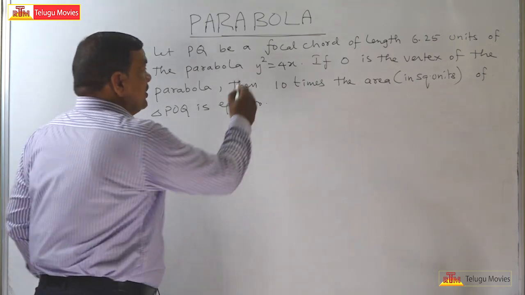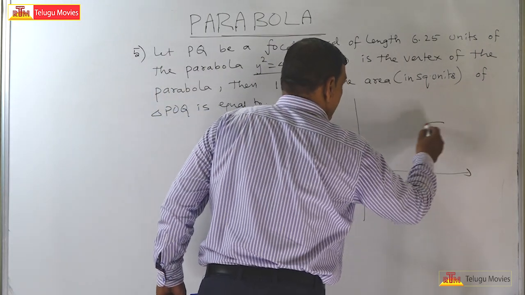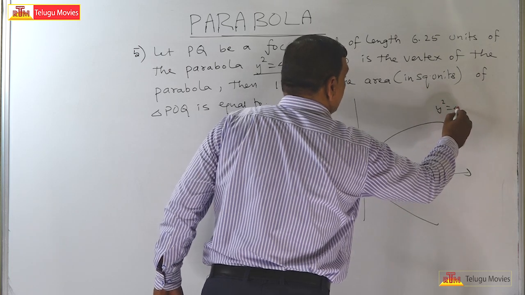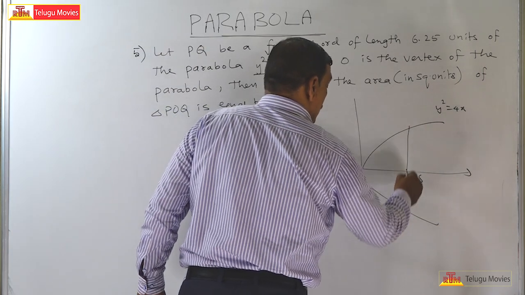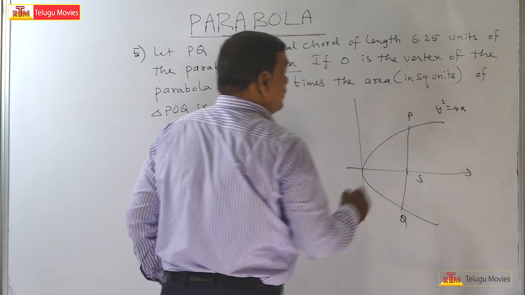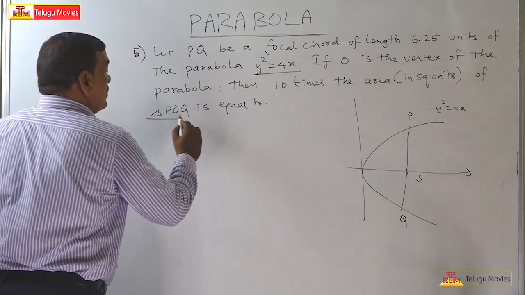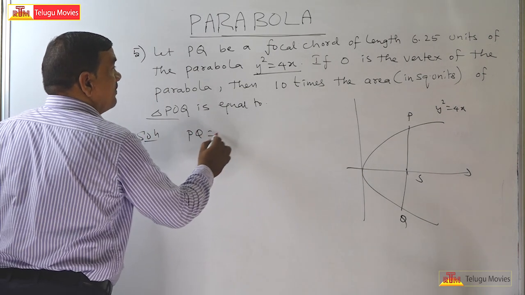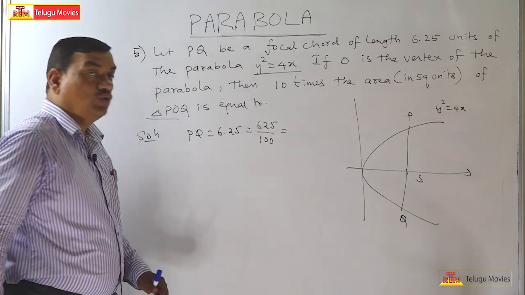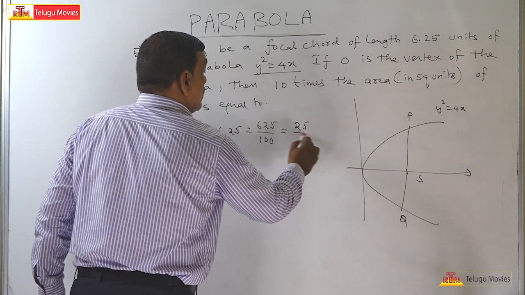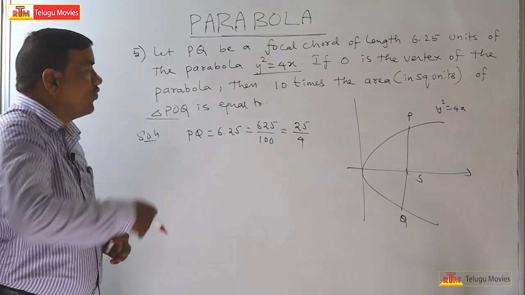Here the first thing is, your parabola is y square is equal to 4x. Let us draw it. There is a focal chord, PSQ is a focal chord. And its length, the focal chord is given as 6.25, that is 625 by 100, that is equal to 25 by 4. The length of the focal chord PQ is 25 by 4.